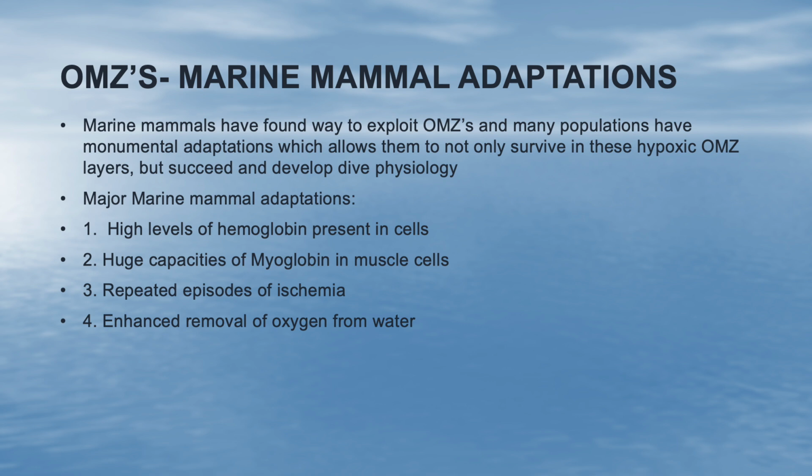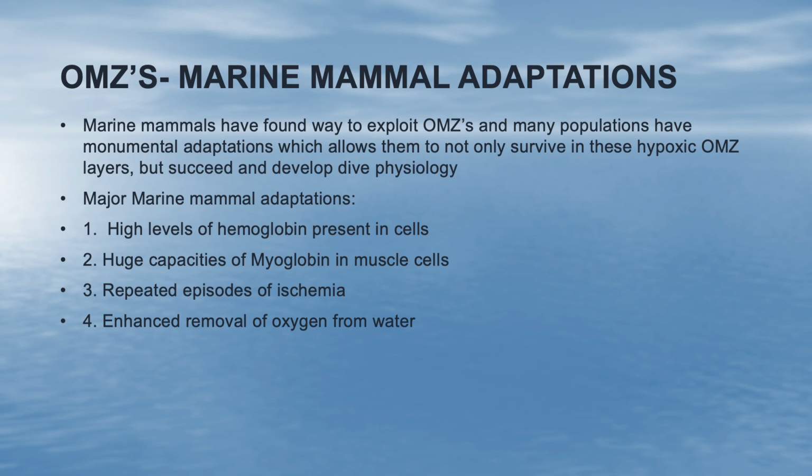So what are some major marine mammal adaptations that occur in these oxygen minimum zones? There are four of them from major studies: high levels of hemoglobin present in cells, huge capacities of myoglobin in muscle cells, repeated episodes of ischemia, and enhanced removal of oxygen from water. So these are huge adaptations, and unlike the chronic environmental dead zones, they really have these adaptations for hypoxic zones, and they use them for their benefit.